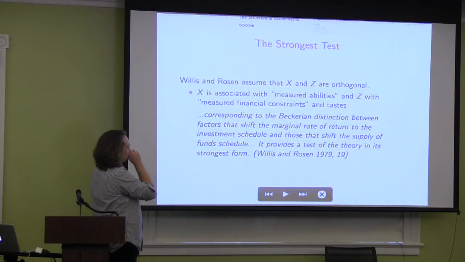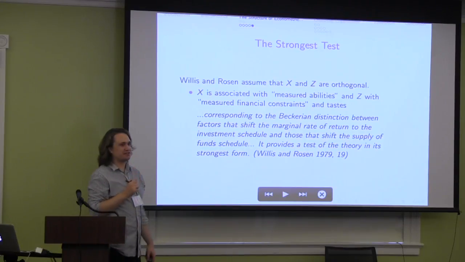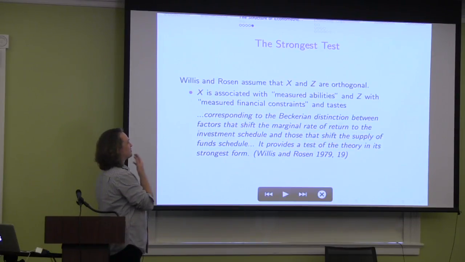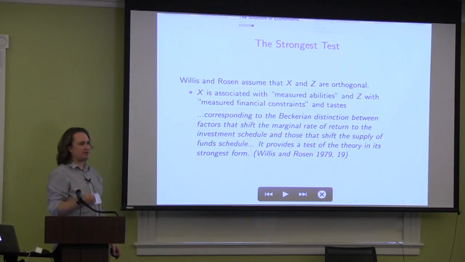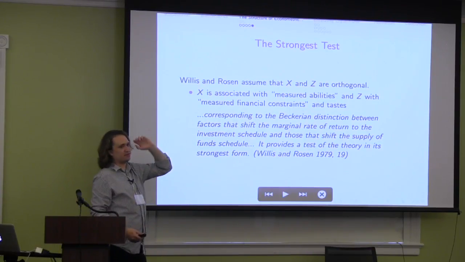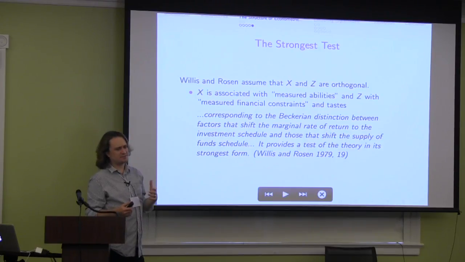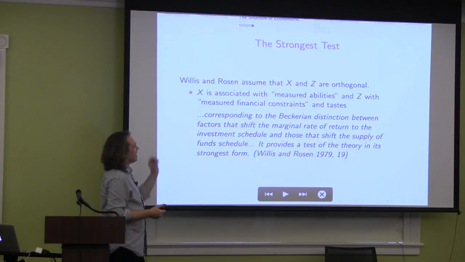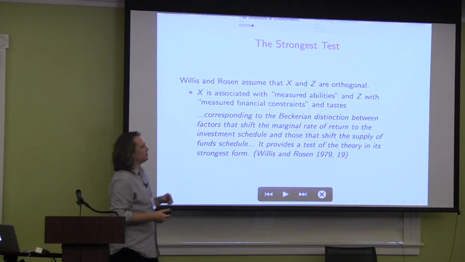Well, they make a consciously extreme assumption. An extremely extreme assumption, certainly from my perspective. The assumption is that X and Z are orthogonal, and what that means is they literally have no elements in common. We have some variables we're going to put in X and some we're going to put in Z, and the ones that go in X are only shifting this equation, the ones that go in Z are only shifting this equation. And what they do is they say X, these are measured abilities. So in their data set, I think they have some sort of test score that these veterans took, and Z are measured financial constraints and tastes.